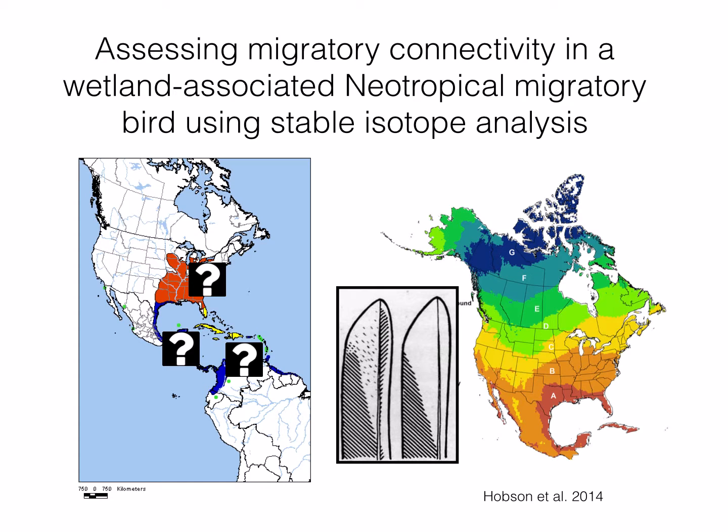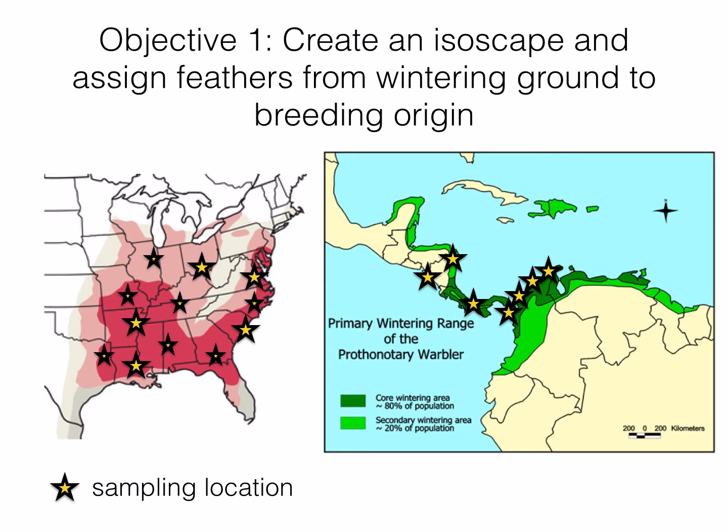This isoscape is generalized and based on values from several bird species of several guilds. In our study, we seek to build a species-specific hydrogen isoscape to help assign feathers sampled from birds on the wintering ground to breeding origins. A species-specific isoscape is more accurate for assignment because different trophic enhancement factors determine the relationship between hydrogen values from precipitation and actual hydrogen values found in feathers.